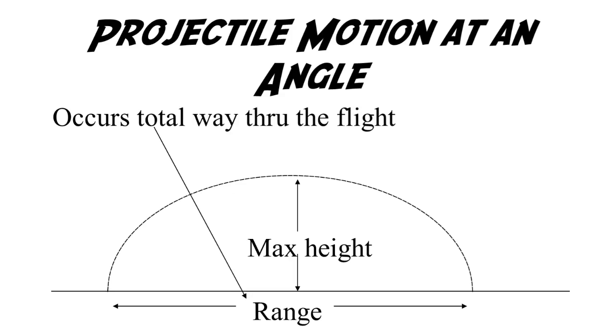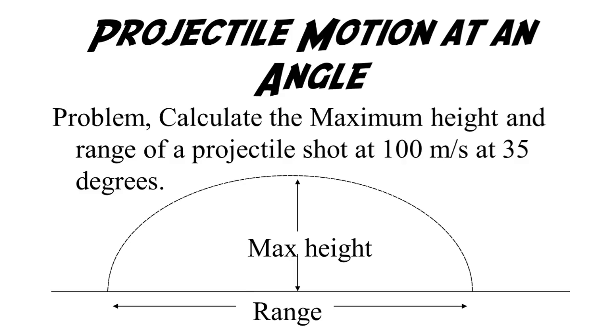The range takes the total flight. So if I'm trying to find the horizontal distance, I'm using the total time. Let's look at an example problem to highlight all the concepts behind an angled projectile. Calculate the maximum height and range of a projectile shot at 100 meters per second at 35 degrees.